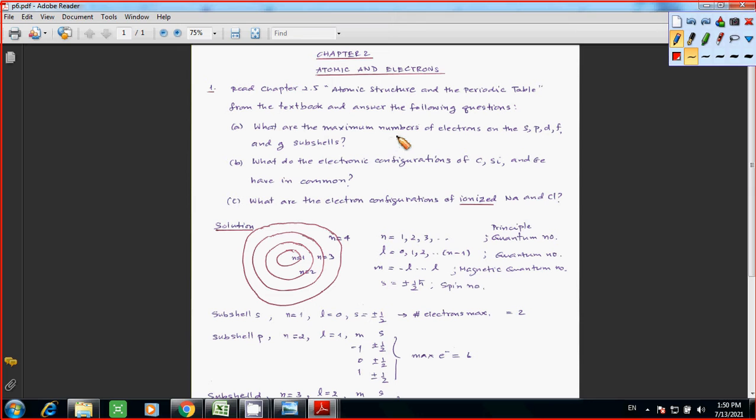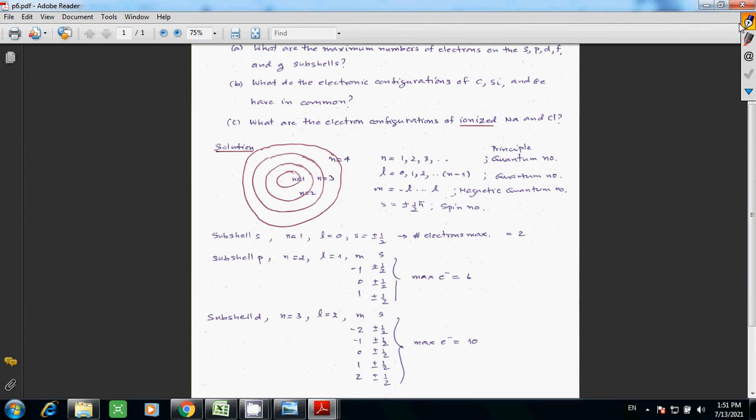A. What are the maximum numbers of electrons on the s, p, d, f, and g subshells? B. What do the electron configurations of carbon, silicon, and germanium have in common? C. What are the electron configurations of ionized Na and Cl? That's from NaCl, right?